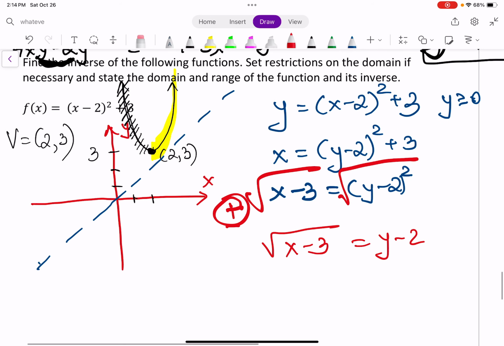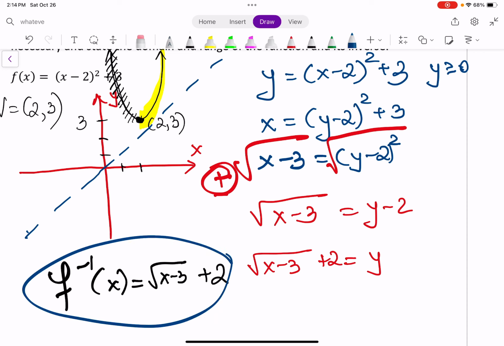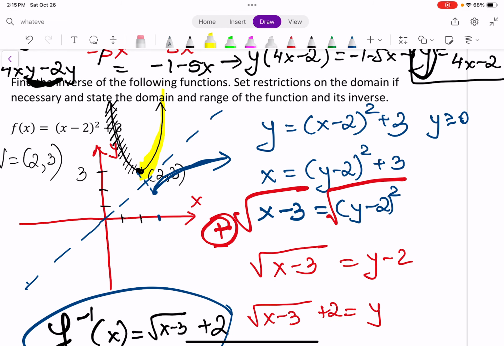And the last thing, of course, is to add 2 over. So here is my inverse function. It's the square root of x minus 3 plus 2. And where's this one going? I'm going to draw it in blue. It's the square root function going 3 units to the right and 2 units up. That's exactly on the other side of the y equals x. Very nicely, you see how they're inverses of each other.